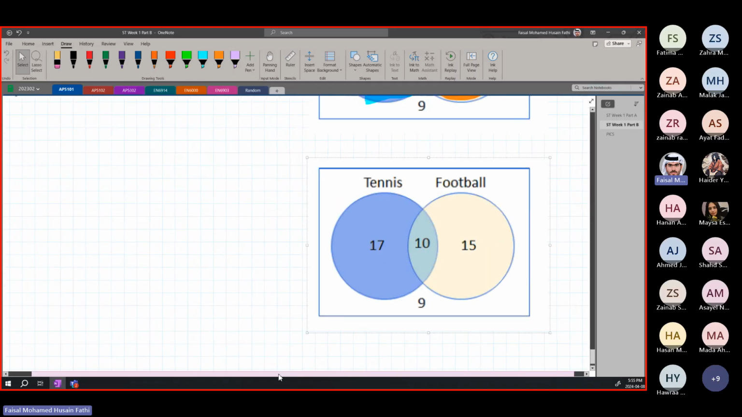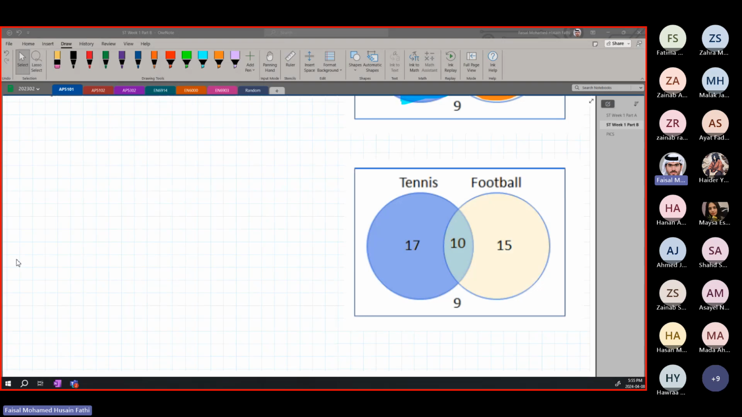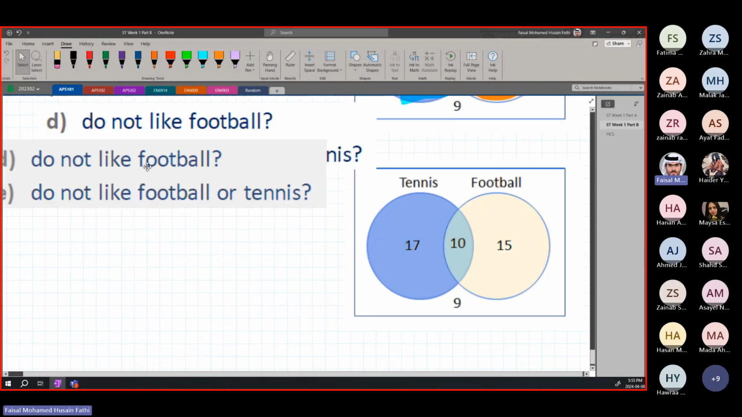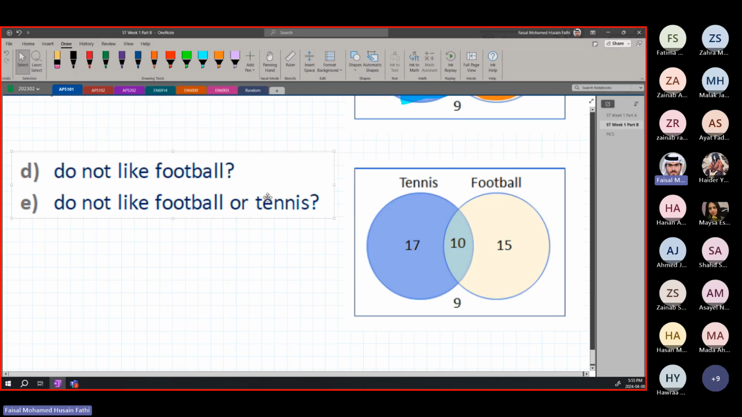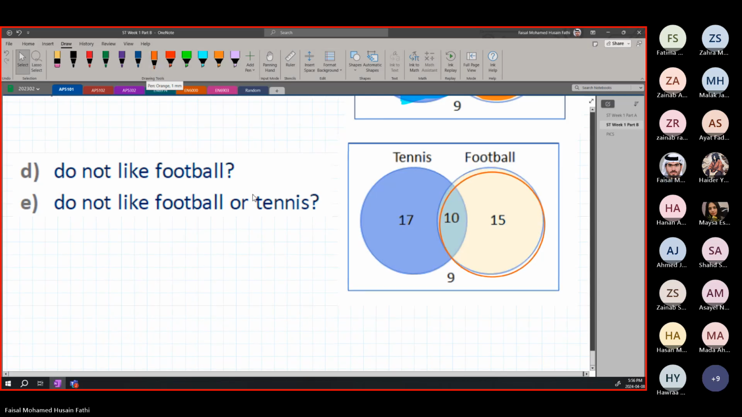Because the next question asks, does not like football, by itself. It just says does not or do not like football. What does that mean? We know the people that like football are within this circle. These are the people that like football. They're inside here, inside this orange circle.